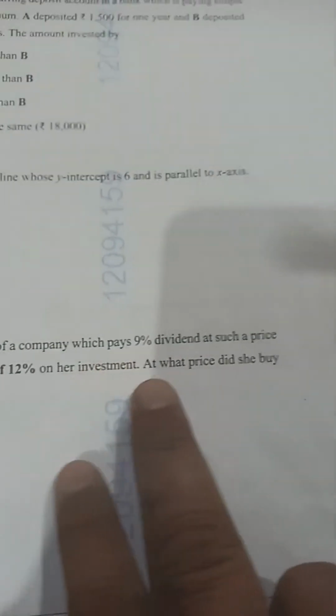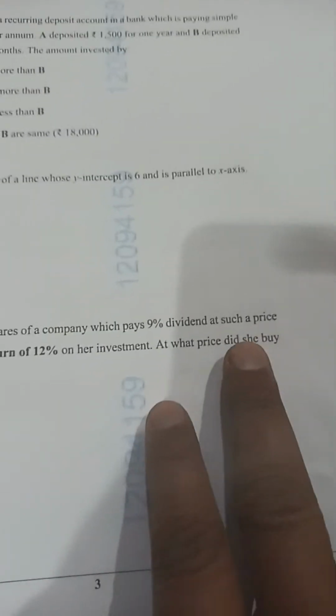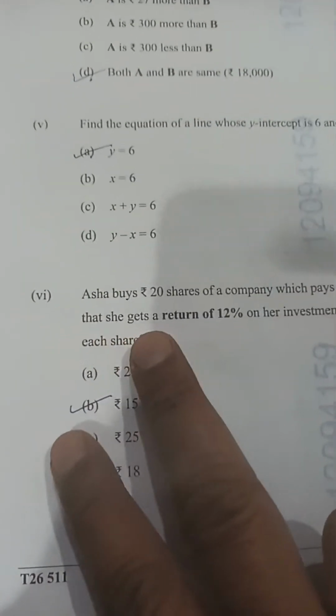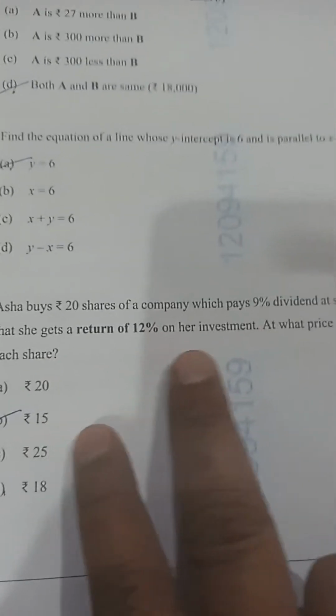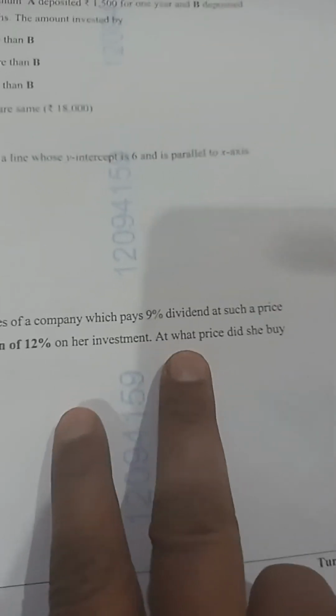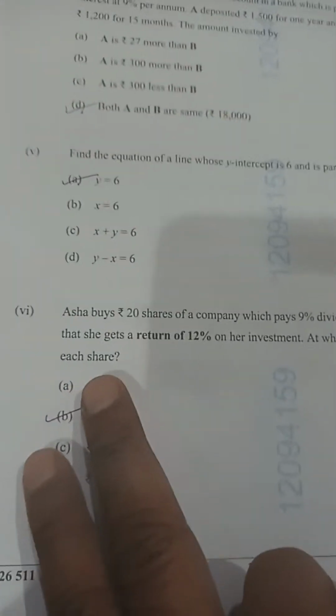Now come to the sixth one. Here they have given that Asha buys rupees 20 shares of a company which pays 9% dividend at such a price that she gets a return of 12% on her investment. At what price did she buy each share?